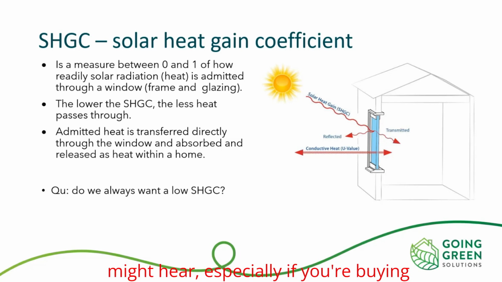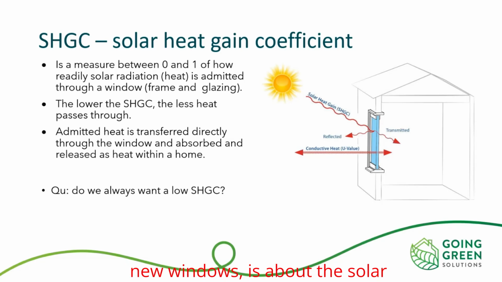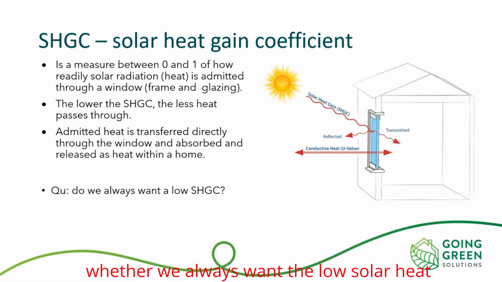Another thing you might hear, especially if you're buying new windows, is about the solar heat gain coefficient. And this is a measure between 0 and 1 of how easily solar heat from the sun can get through the window. And the lower the SHGC, solar heat gain coefficient, the less heat passes through. But that brings us to the question of whether we always want the low solar heat gain coefficient.